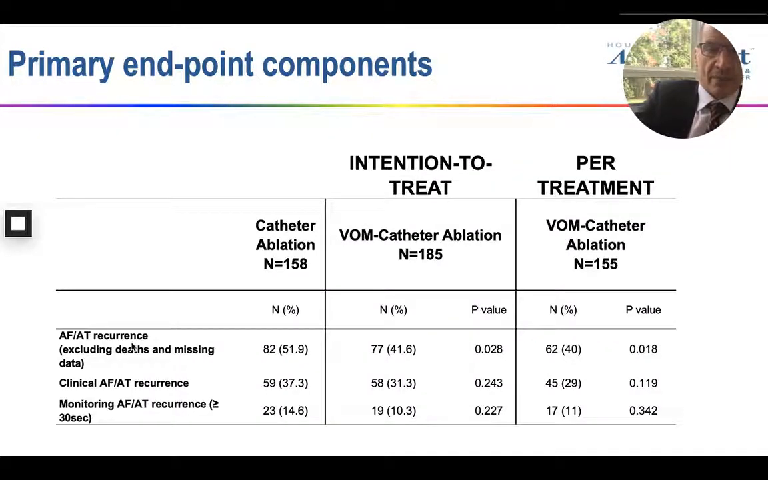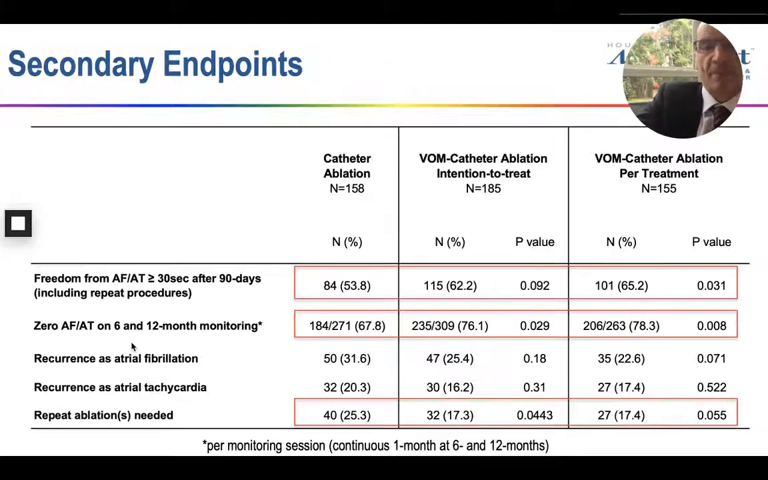If you look at the primary endpoint components, atrial fibrillation or atrial tachycardia recurrence, excluding death or missing data, the recurrence was 51% in the catheter ablation group. It was 41% in the intention-to-treat VOM group, and 40% in the per-treatment group. There was no difference in terms of the recurrence being clinical or detected on the monitors.